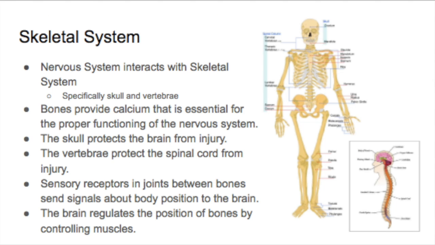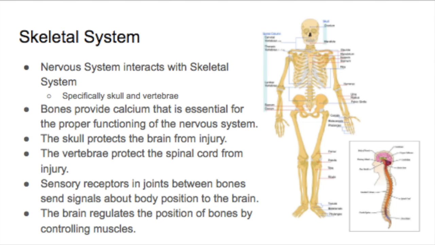The skeletal system is one of the systems that interacts with the nervous system, specifically the skull and vertebrae. Bones provide calcium that is essential for the proper functioning of the nervous system, and calcium is important in the contraction and expansion of blood vessels. So, nerve endings release calcium ions which bind to activated proteins, which helps the nervous system function in cell signaling.